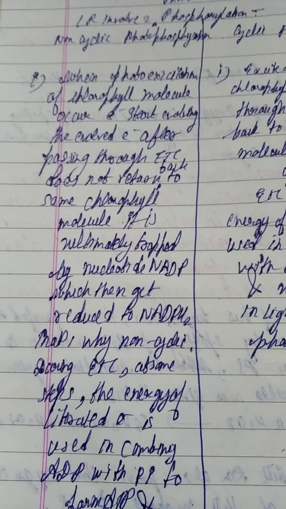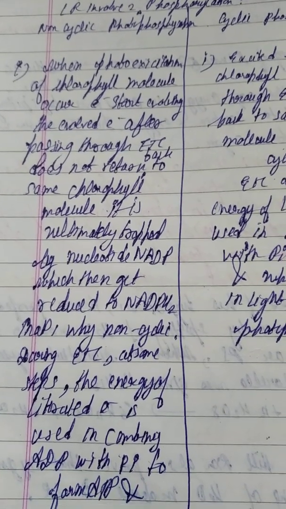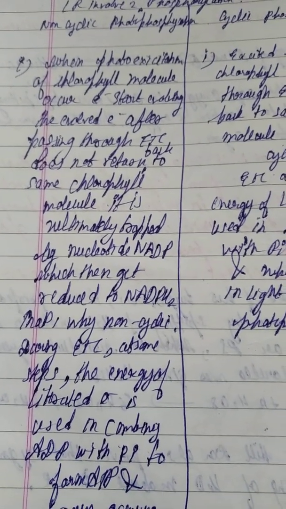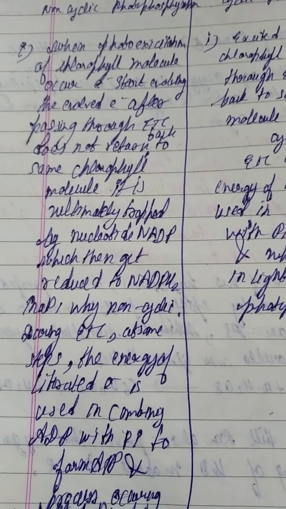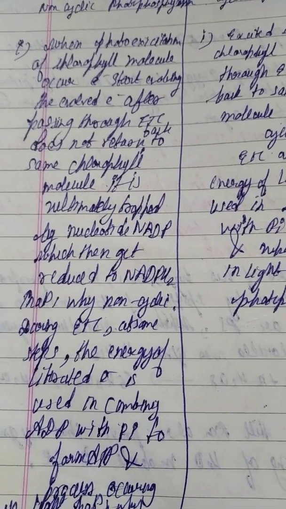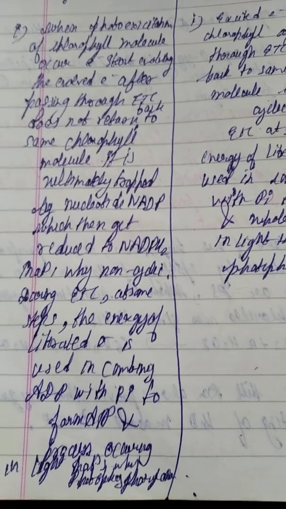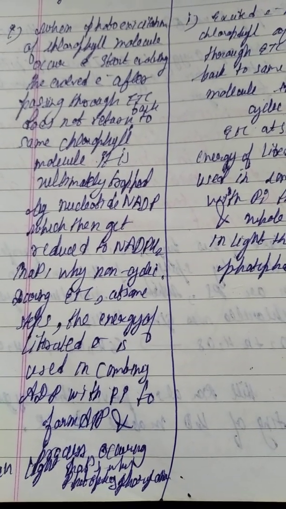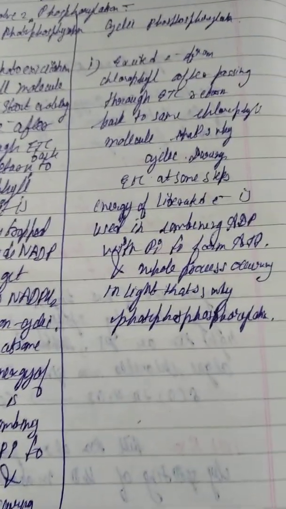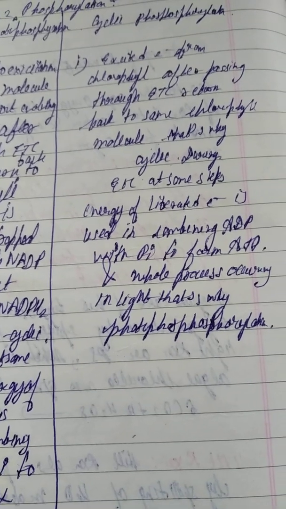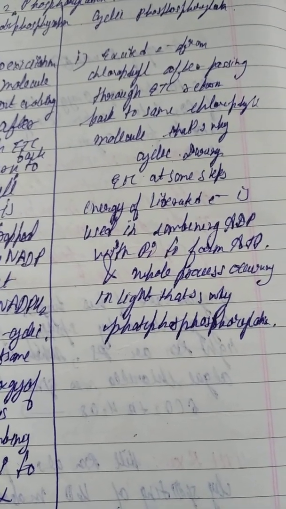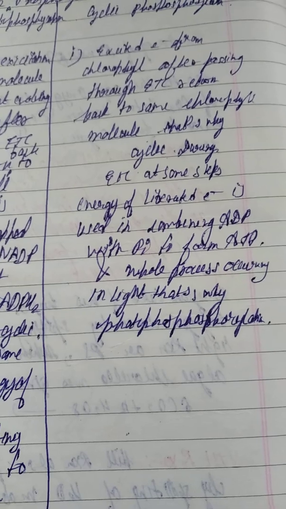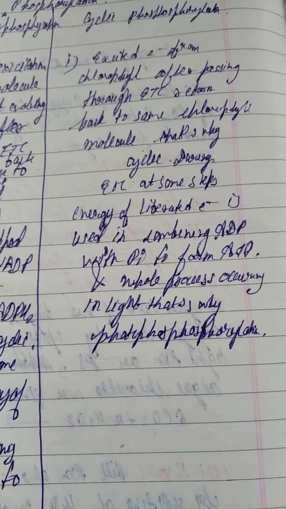What is non-cyclic photophosphorylation? When photoexcitation of a chlorophyll molecule occurs, electrons start moving. The evolved electron, after passing through the ETC, does not return back to the same chlorophyll molecule. It is ultimately trapped by NADP, which gets reduced to NADPH2. And in case of cyclic photophosphorylation, the excited electron from chlorophyll, after passing through the ETC, returns back to the same chlorophyll molecule. It is cyclic photophosphorylation.